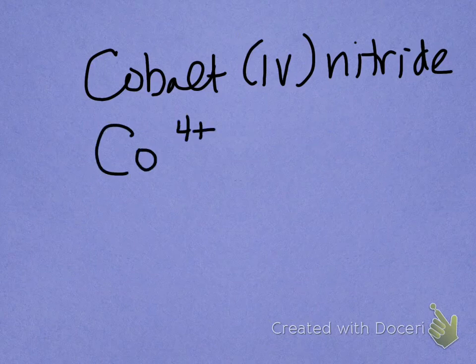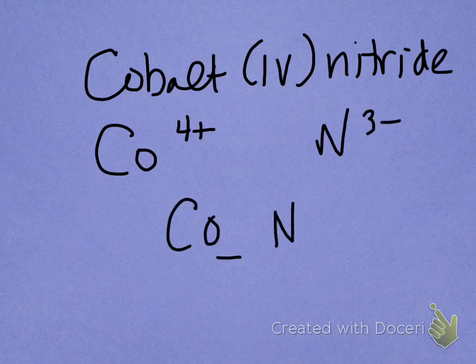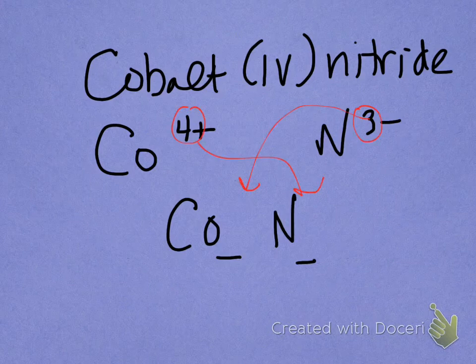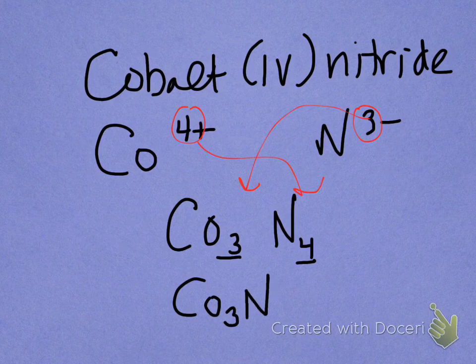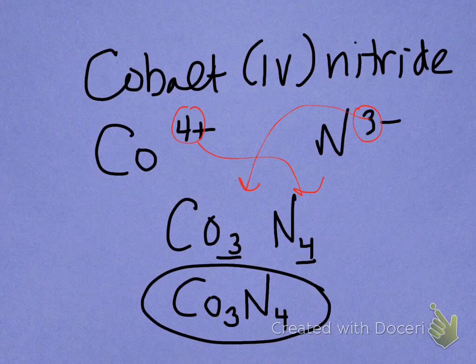What's the nitride ion? It's right up at the top of your reference sheet. What is it? N3 minus. Co, room for a subscript. N, room for a subscript. Crisscross. Can it be simplified? Nope. Co3N4. I've actually never seen that compound referenced anywhere, so I don't know that it can exist, but it's fun to write.